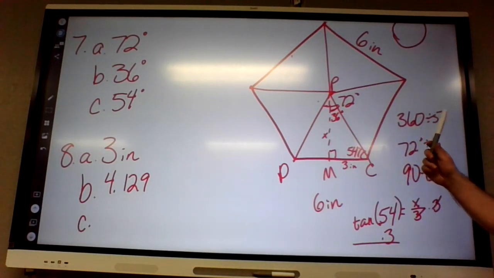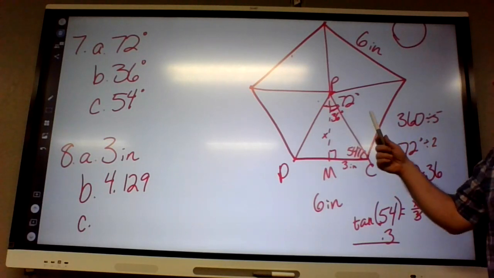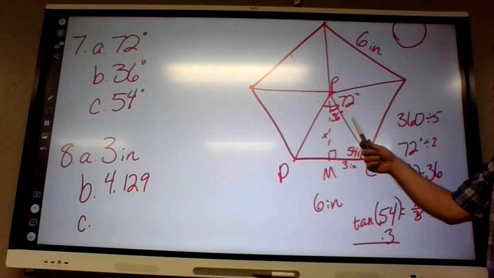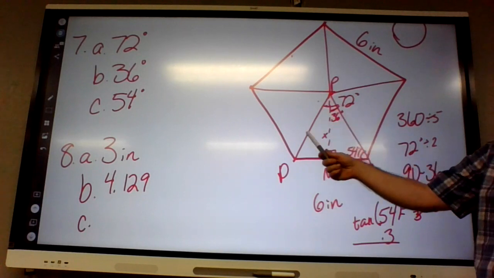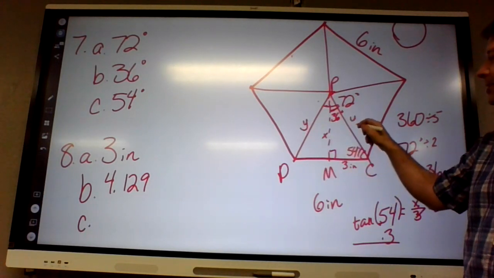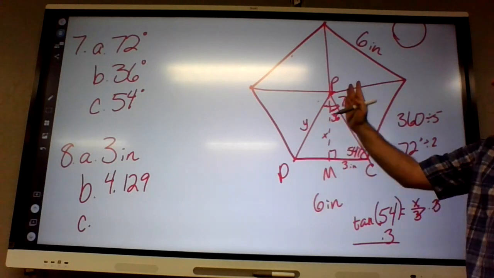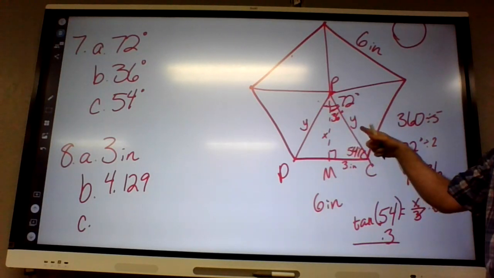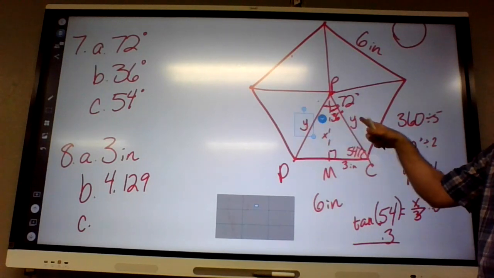All right, so the third question is find PC. Or no, it said find PD, didn't it? But it doesn't really matter because these are both the same thing. They're radii in the same regular pentagon, so these will be the same length.